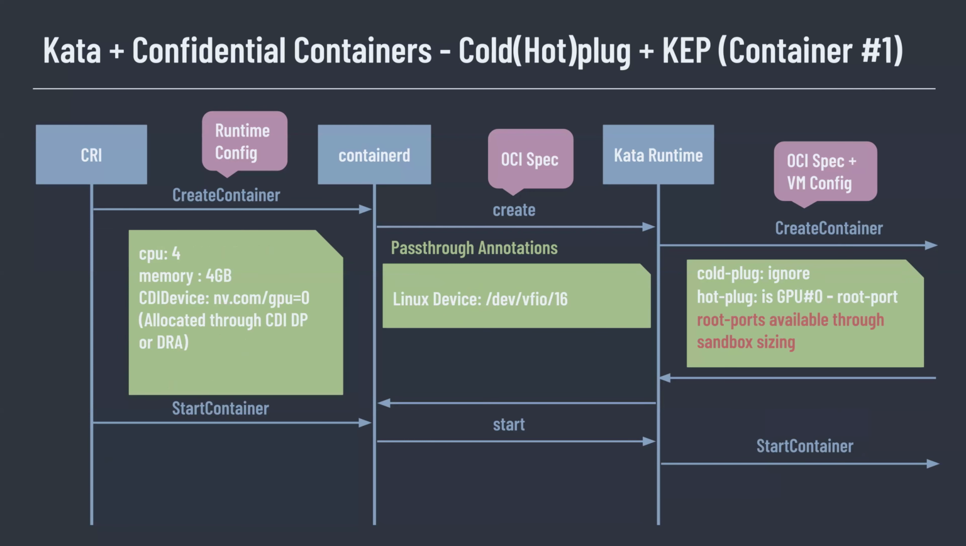So container 1 comes in with the request of CPU, memory, and the CDI devices. In this case, containerd converts the CDI device into a VFIO device, and the Kata runtime can just hot plug or cold plug the GPU to the root port. The same for container 2 and container 3. All works now because we have configured the PCI topology in the right way, because we know upfront how many GPUs are coming due to the CDI devices being available at pod sandbox creation time.